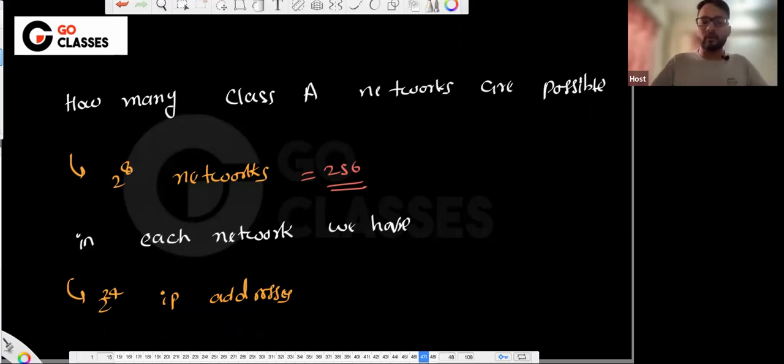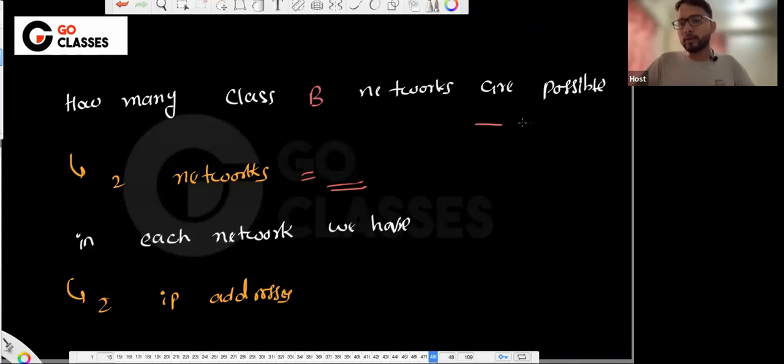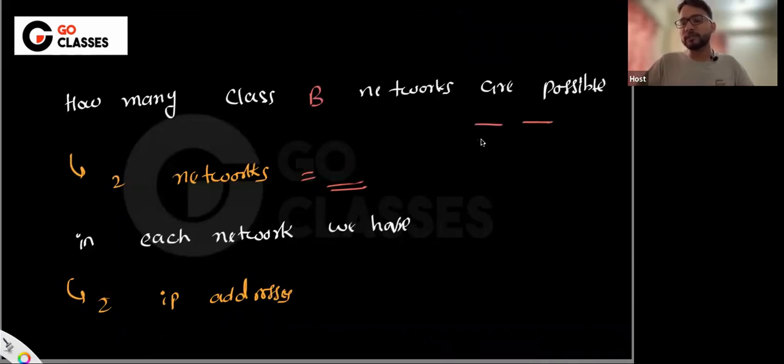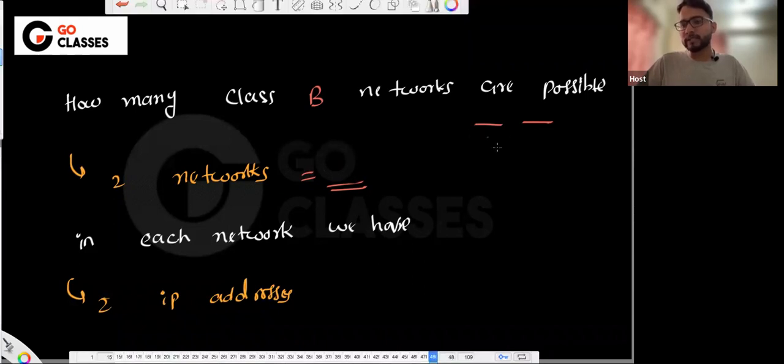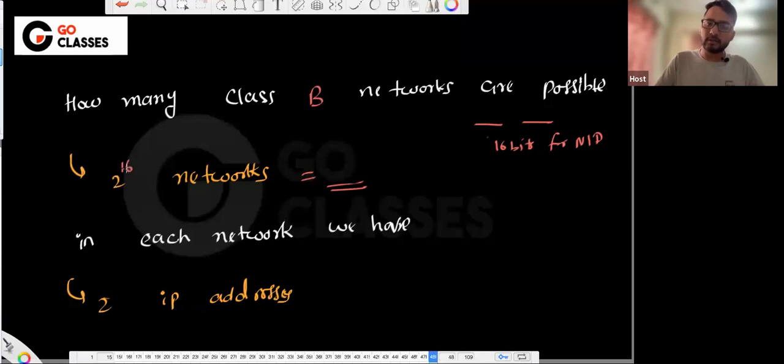Now similarly, if I go to class B, it also has some other problem. So let me write class B. In class B, how many networks are possible? If 2 bytes are fixed for the network ID, you have 16 bits for the network ID, which means you can have 2 power 16 networks, right?